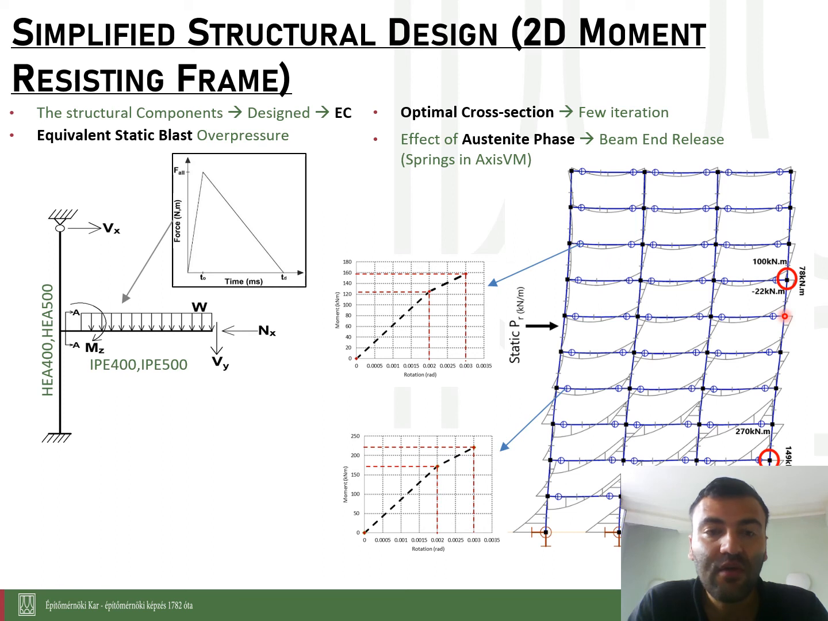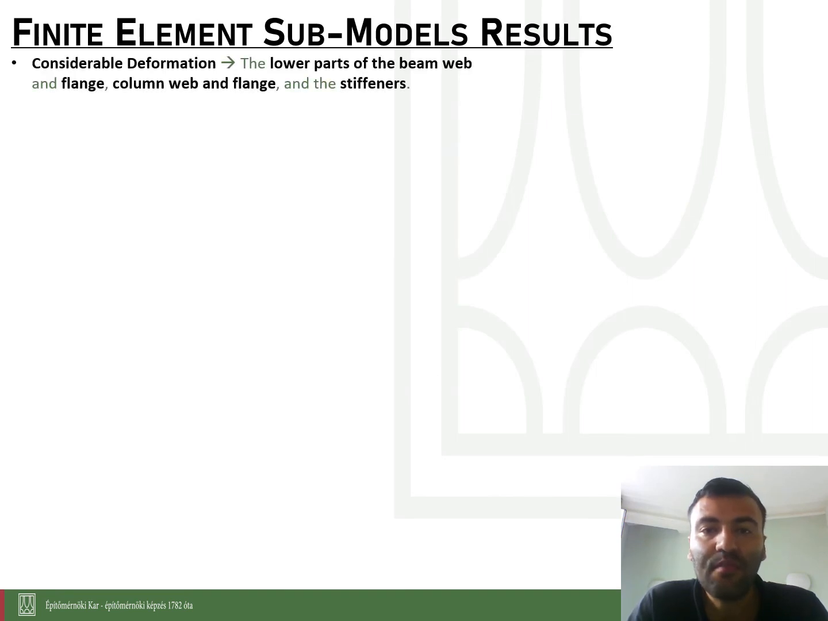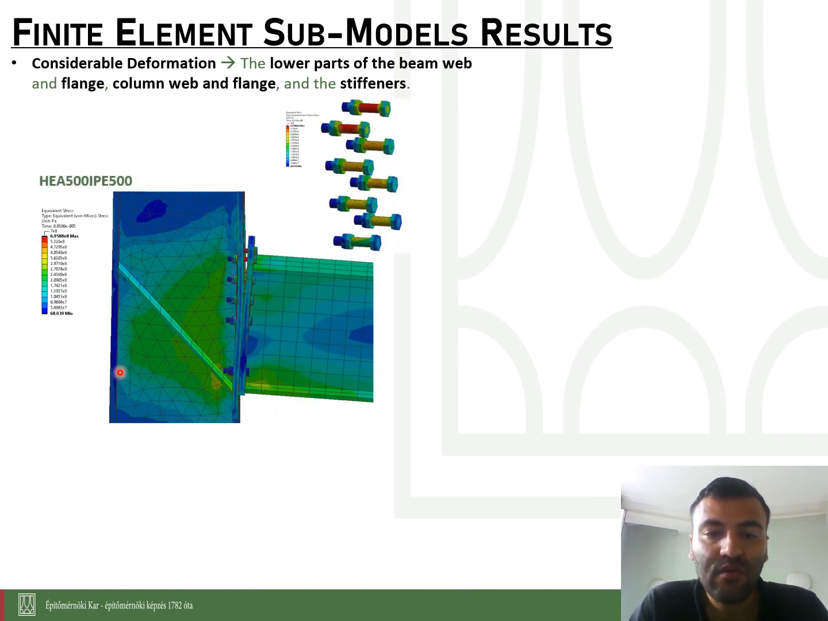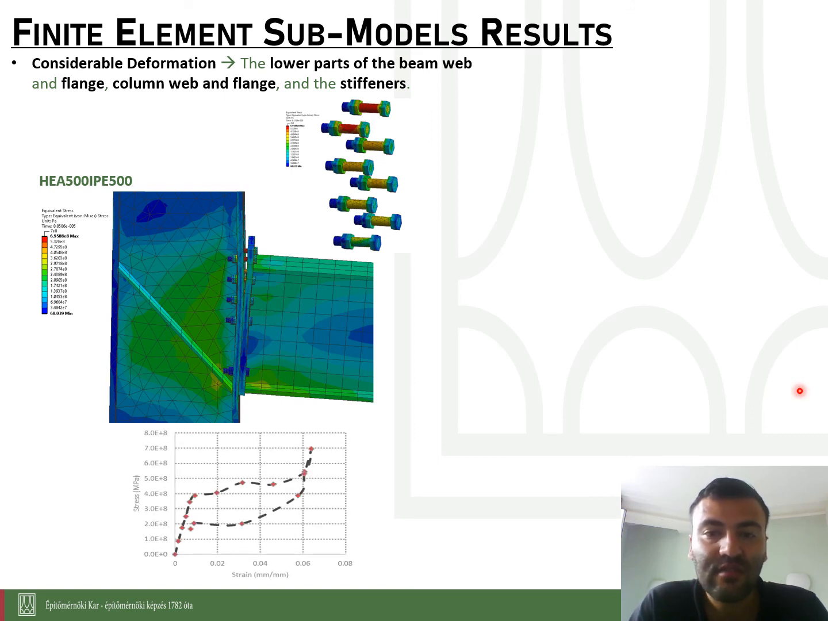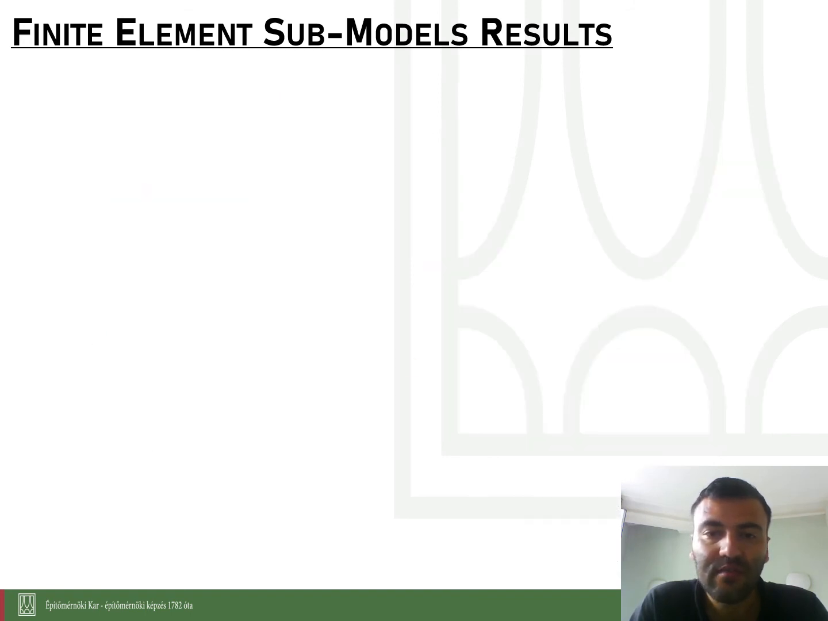Then we have the numerical local model, which is taken from the global model, and the outputs are applied here as well. Then we have the finite element model or submodels. In these submodels' results, we notice that we have considerable deformation at the lower parts. That's why we can't expect a very nice hysteresis behavior. This is for both models, and we can see that the stress concentration is still in the bolts, which is very good, but we have some stress concentration in the steel components.